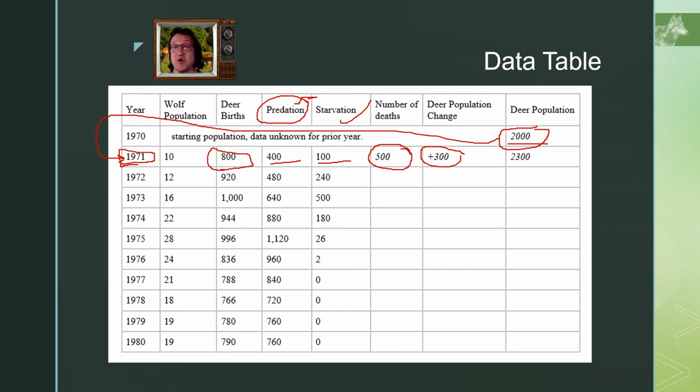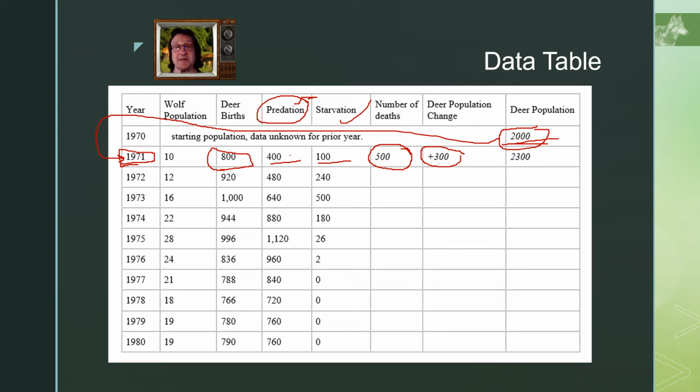So we now have our starting number of 2,000. I mean, that's our starting population. Here's how we do the math. When you get to this point, you just say 500 died. How'd you get that? 400 from predation, 100 from starvation. That's 500. The population change is 300.